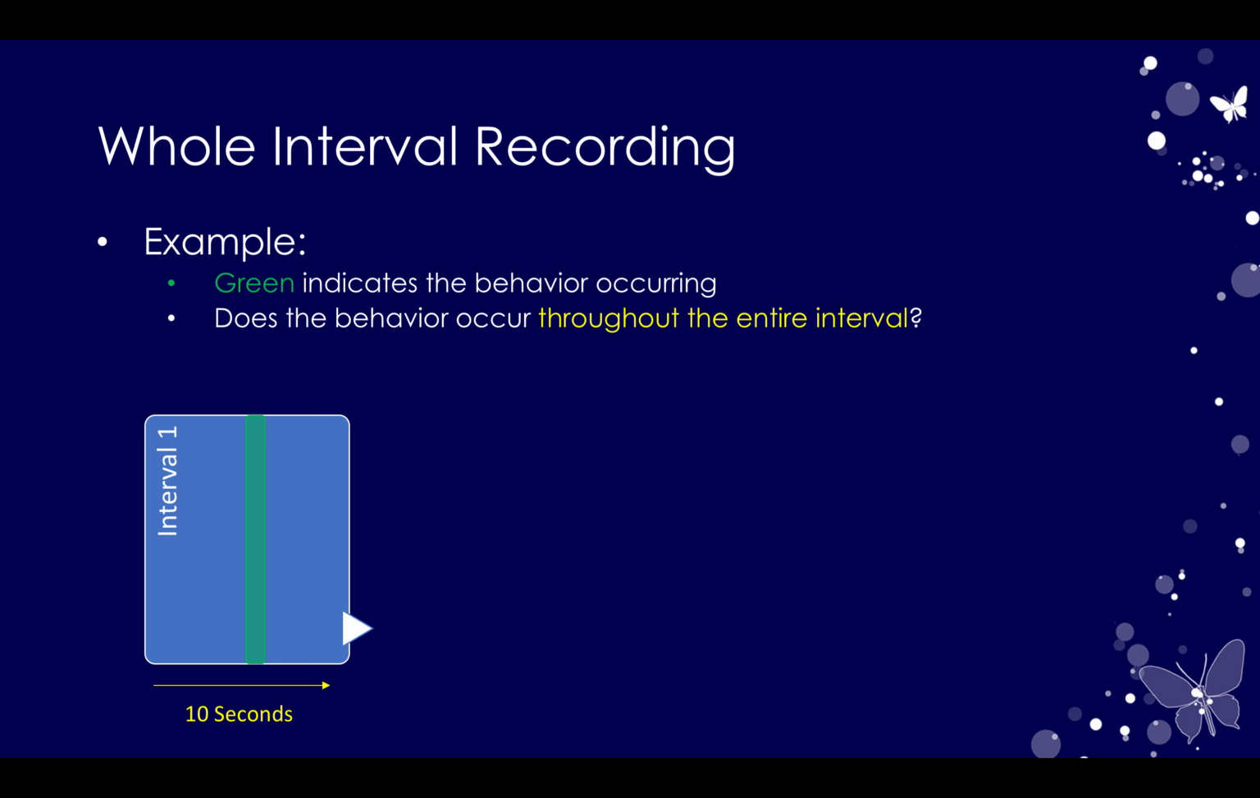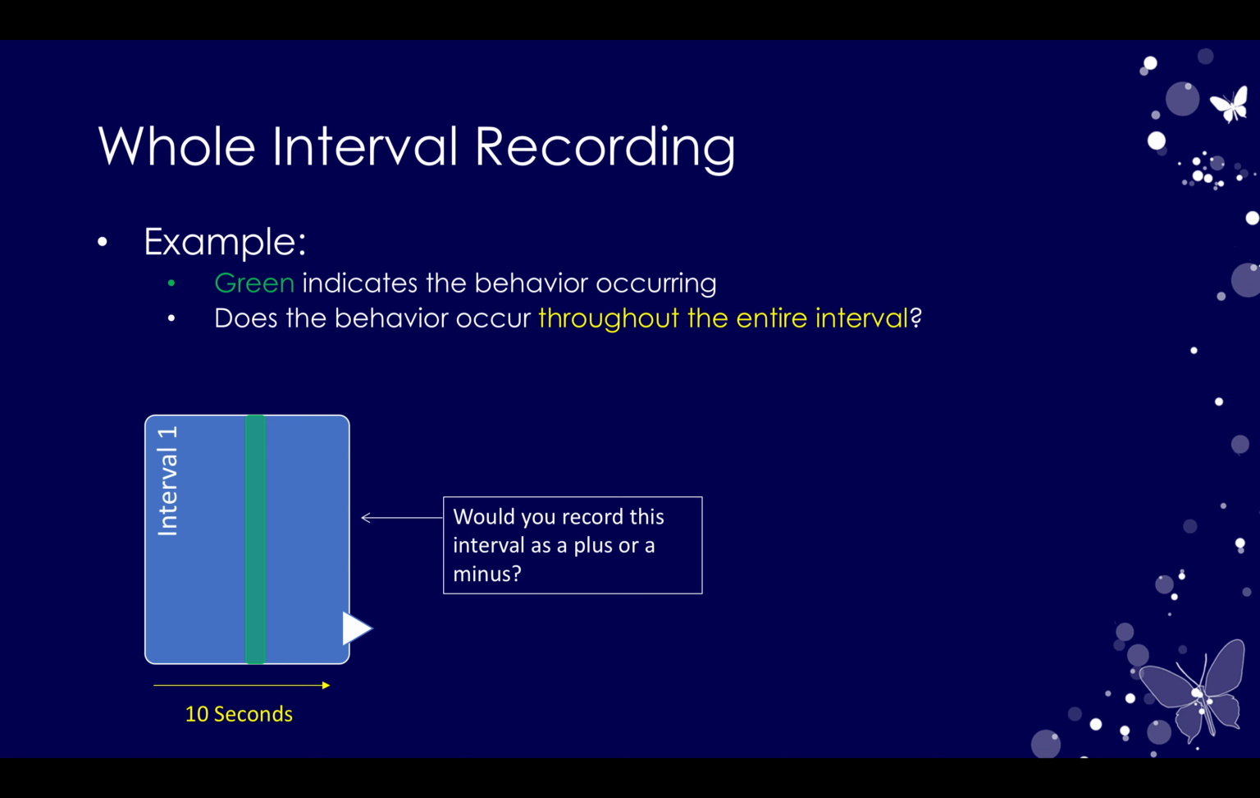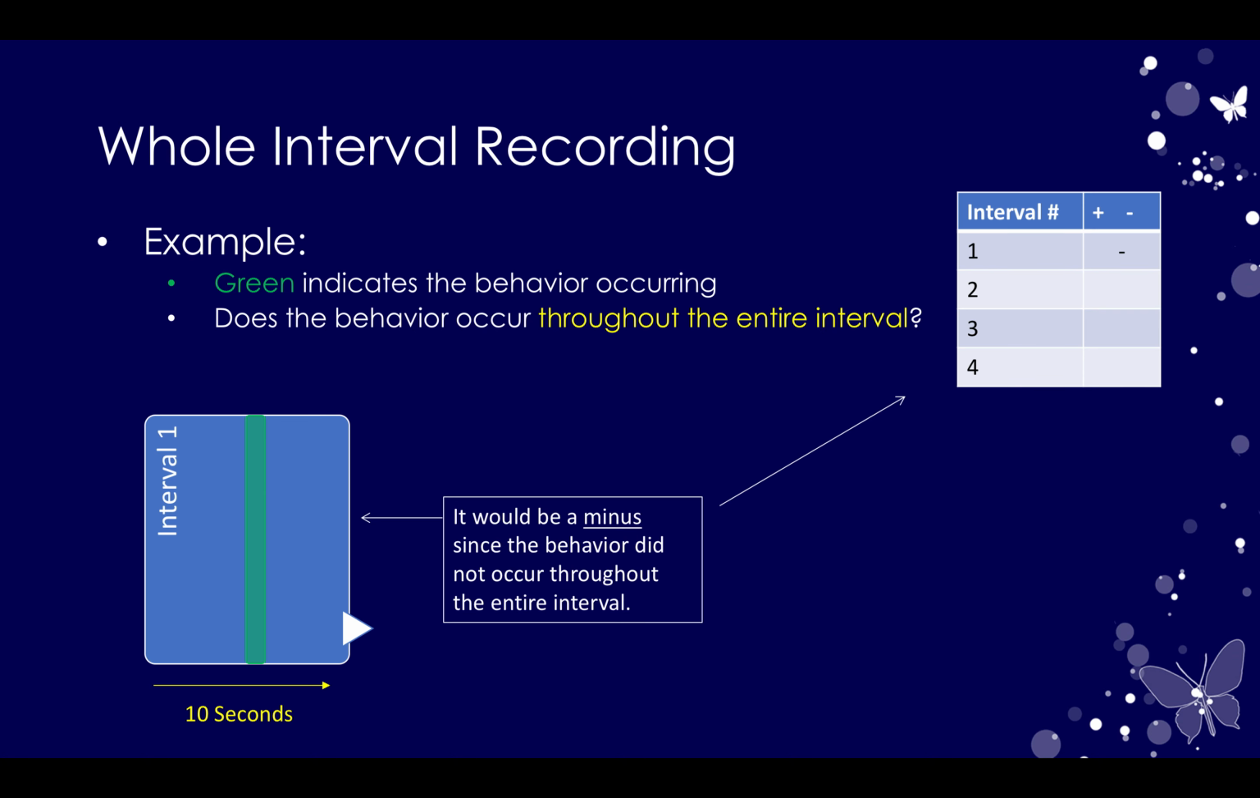In looking at this interval, where the green denotes the behavior occurring, does the behavior occur throughout the entire interval? Remember, we're going to mark a plus if the behavior occurs throughout the entire interval and a minus if the behavior does not occur throughout the entire interval. So with this interval, would you record as a plus or a minus? Did you say minus? Correct. This interval would be recorded with a minus because the behavior does not occur throughout the entire interval.